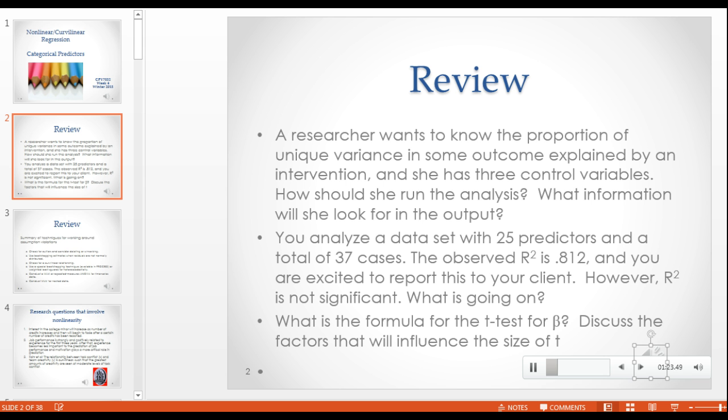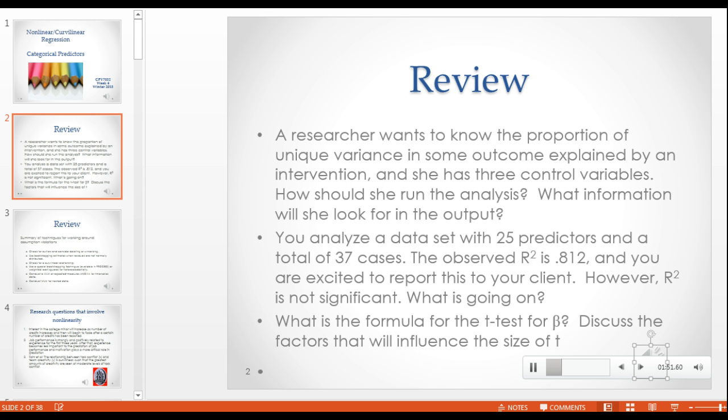And in the output, first she's going to ask SPSS for the change in R-squared information, and then in the output in the model summary table, for model 2 or block 2, she's going to look at the change in R-squared, or the bump that intervention gives to the R-squared, and then she'll look at the F significance in the far right column, and that will tell her if that R-squared change is significant.